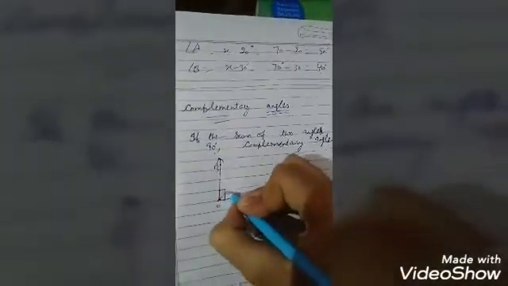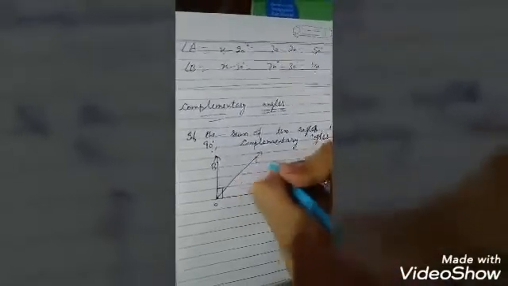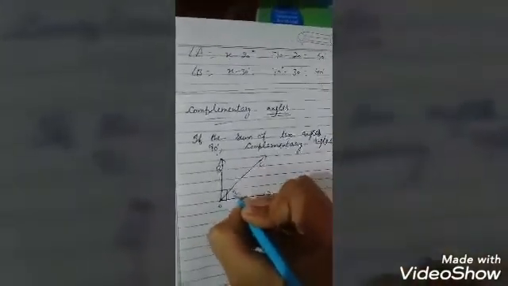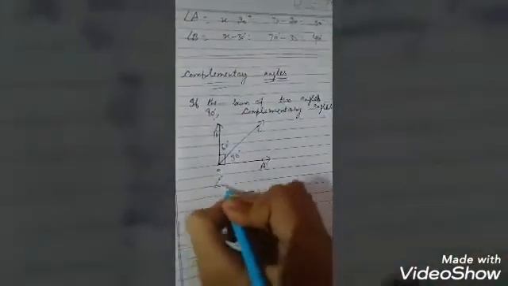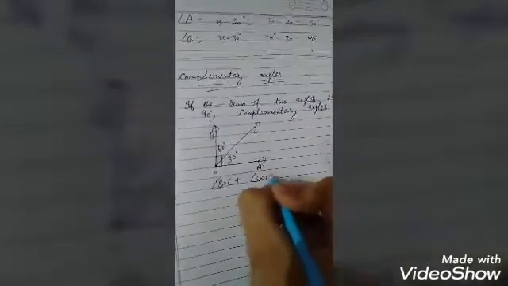Like here I draw angle BOA, that is of 90 degree. If I draw one angle in between, C, this is 30 degree and this is 60 degree. When we add angle BOC and COA, angle BOC plus COA is equal to 60 degree plus 30 degree, that is equal to 90 degree. It means both the angles are complementary angles. They are complement to each other.